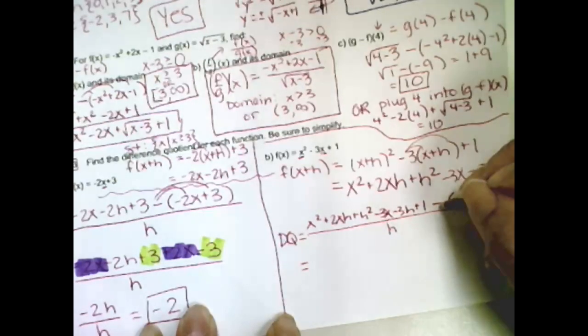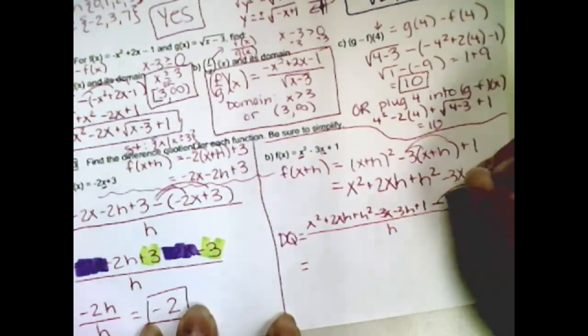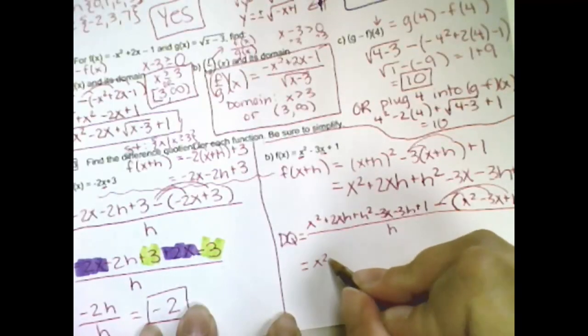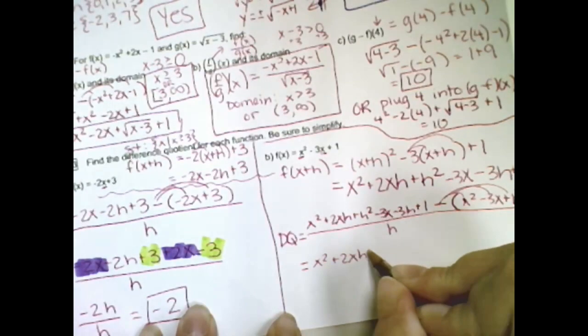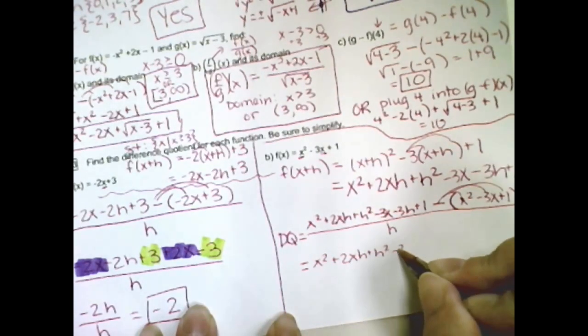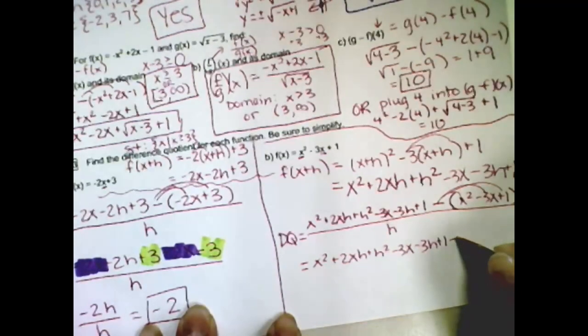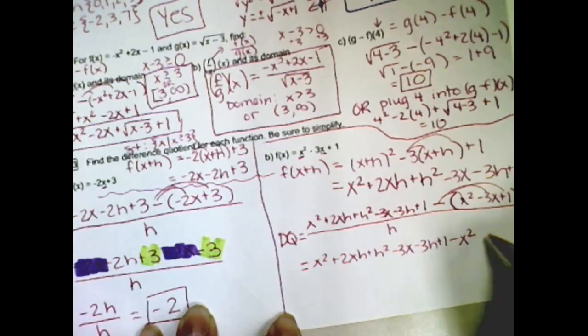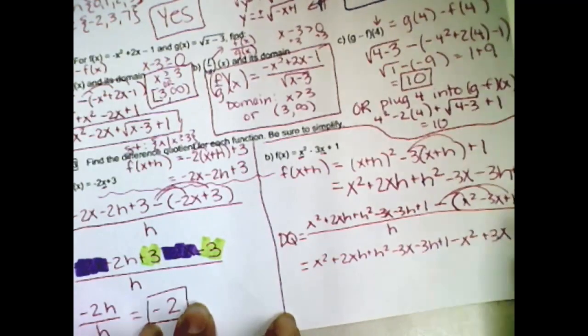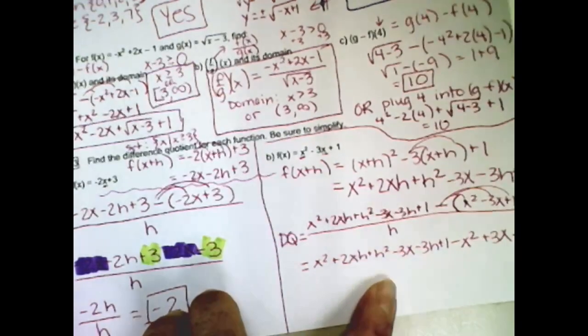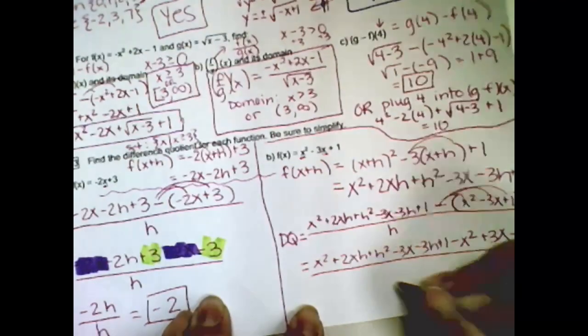So distribute. I'm just recopying this first part here. So this becomes a minus x squared. This turns into a plus 3x. This turns into a minus 1, all over h.